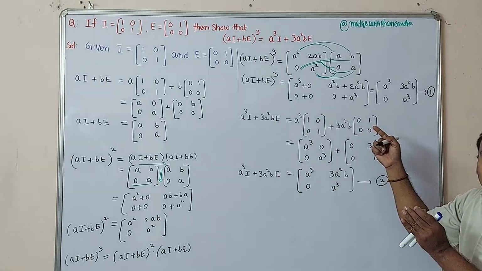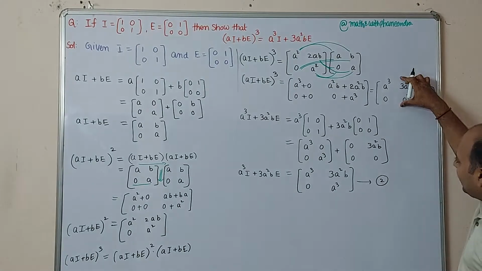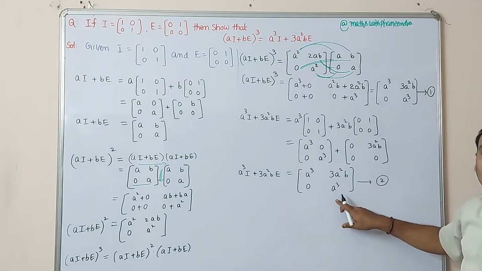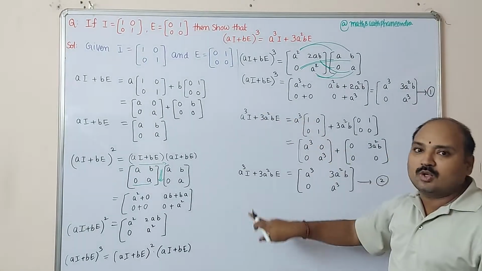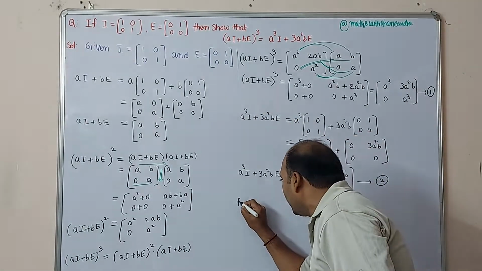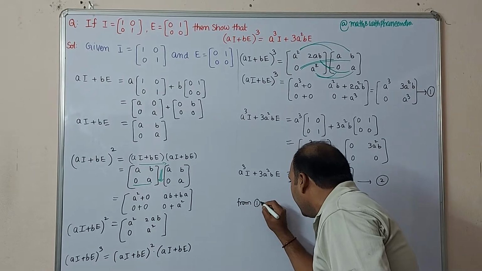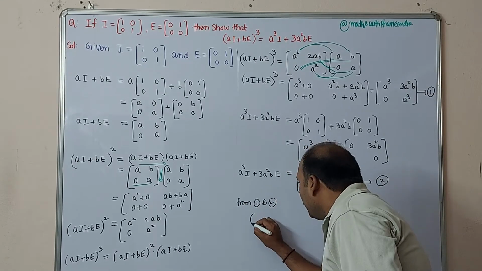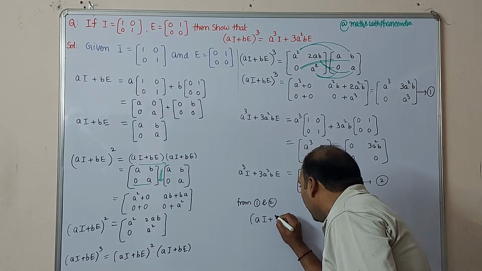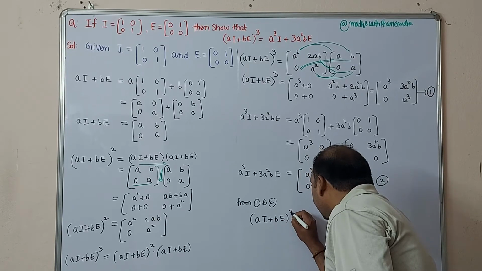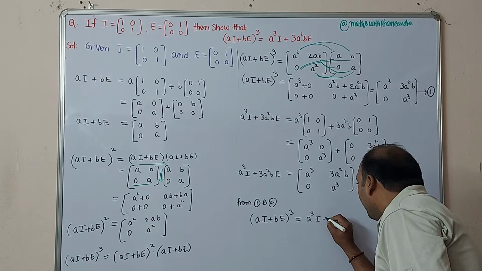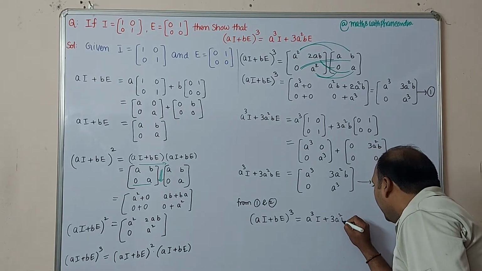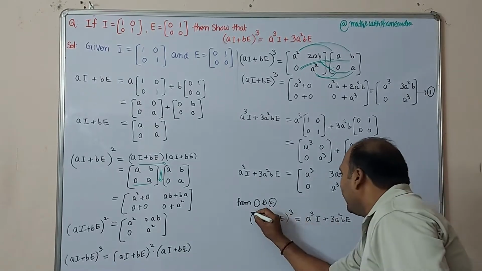From equation 1 and from equation 2, this value and this value both are equal only, no? So whenever these two are equal, obviously these values are also equal. From 1 and 2 we are giving the conclusion: (AI plus BE) whole cube is equal to A cube I plus 3A square B into E. Hence proved.